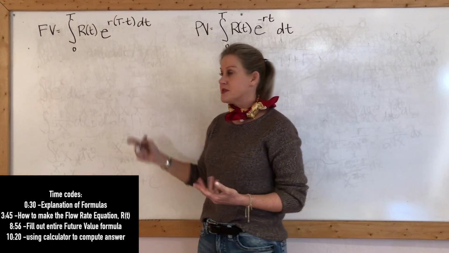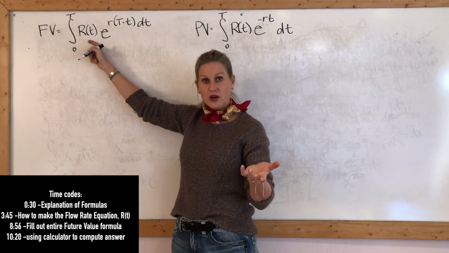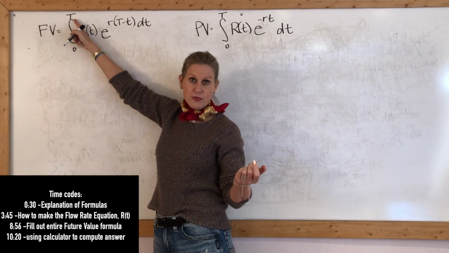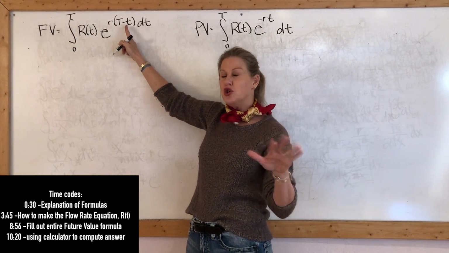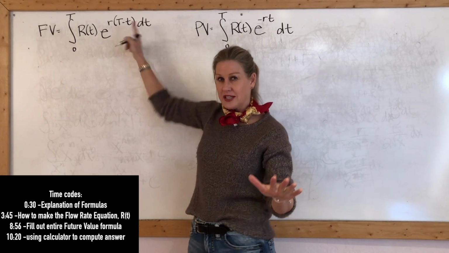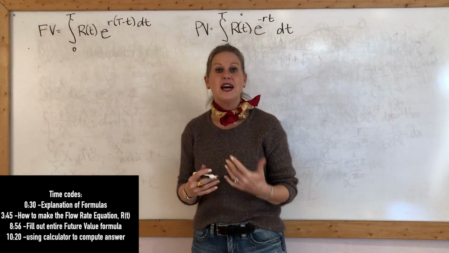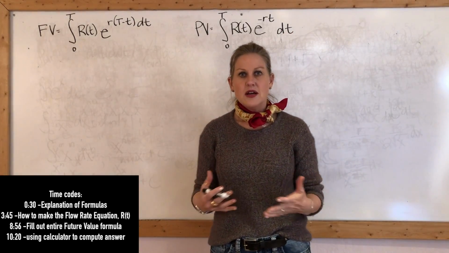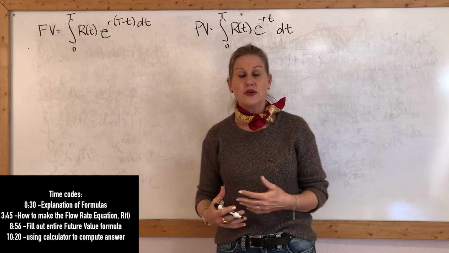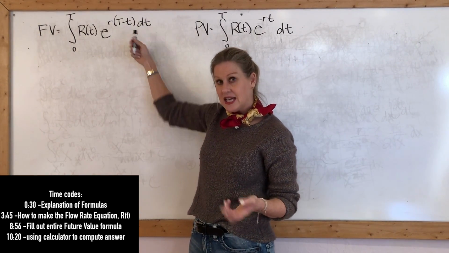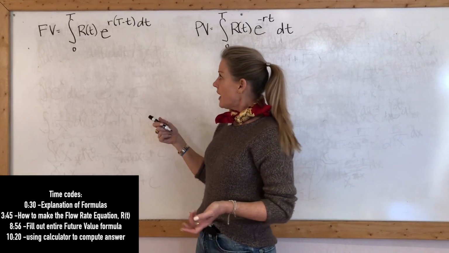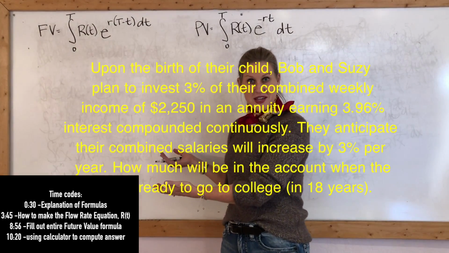Now on these problems, you're going to plug stuff in for R of t. You'll plug a number in for big T. You'll plug a number in for R. You'll plug a number in for big T. You will not plug anything in for little t on either one. That's your variable. It's like your X. So if you're doing these on the calculator or if you're doing them by hand, this will remain little t, which is your variable.